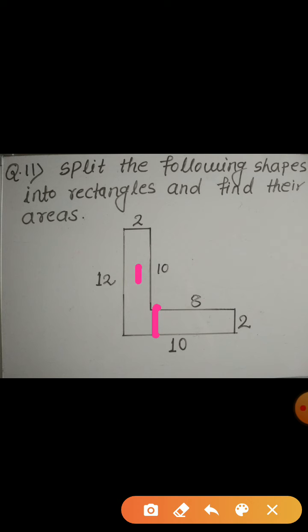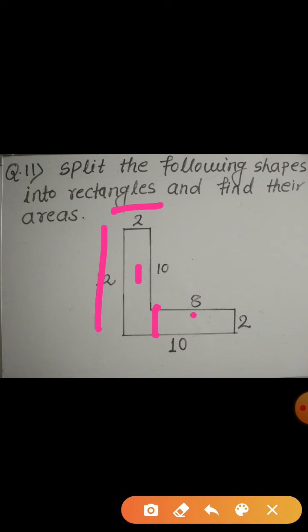Now this is your first rectangle. What is the length of this rectangle? 12, and the breadth is 2. So area will be length into breadth, that is 12 into 2, that is 24 square centimeter, right? So 24 square centimeter is the area of the first rectangle.